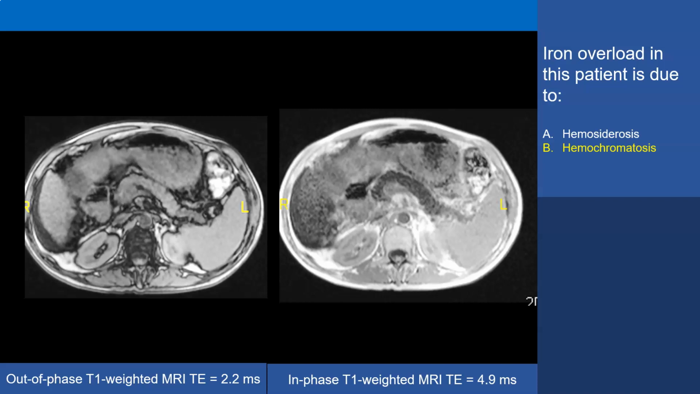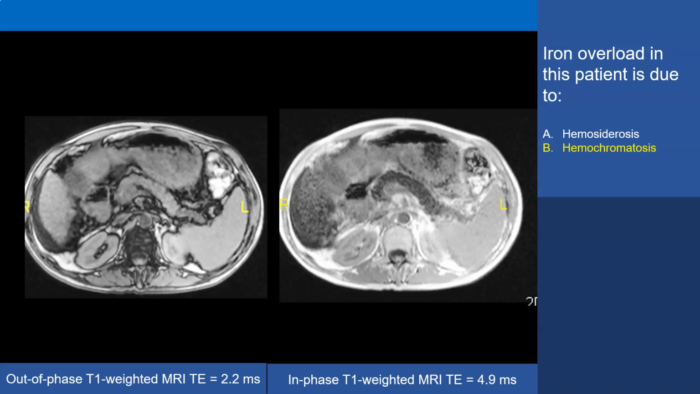Let us have a look at the distribution of the iron overload in this case. The liver is showing definite iron overload. It shows decrease in signal intensity on the higher TE image. The pancreas shows also significant iron overload, whereas the spleen and bone marrow are not showing iron overload. This means that it is not the reticuloendothelial system which is the site of the iron deposition here.